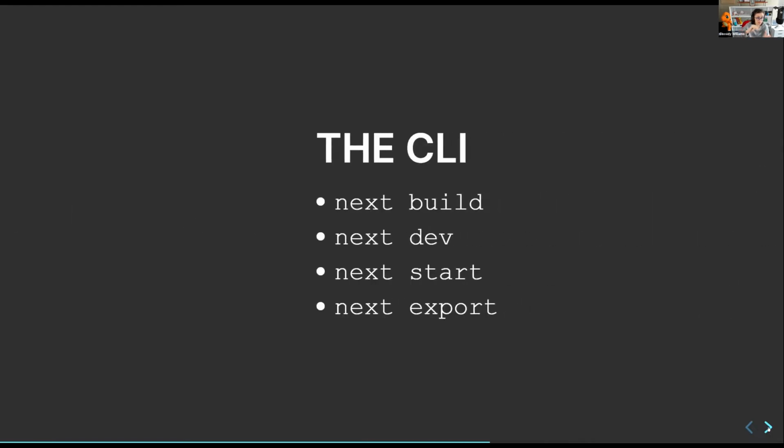The CLI is very similarly simple. There's Next Build, which builds your site altogether. There's Next Dev, which runs a development server. There's Next Start, which runs a production server. And there's Next Export, which exports your entire Next.js application as a static site.